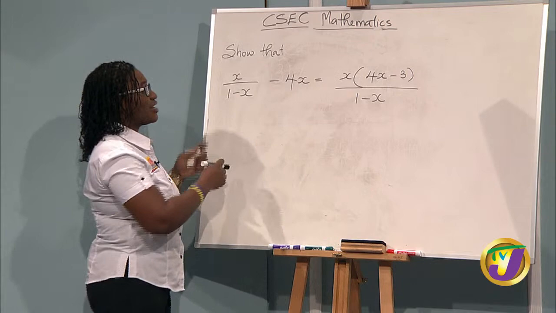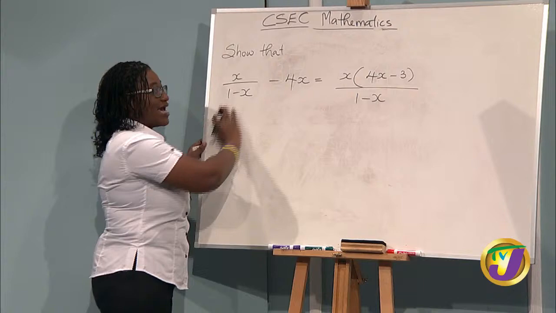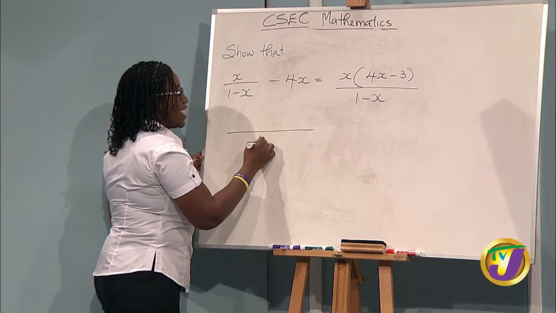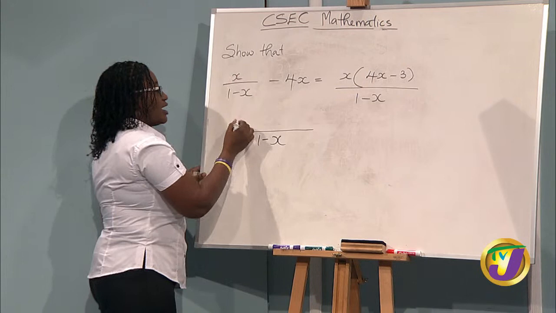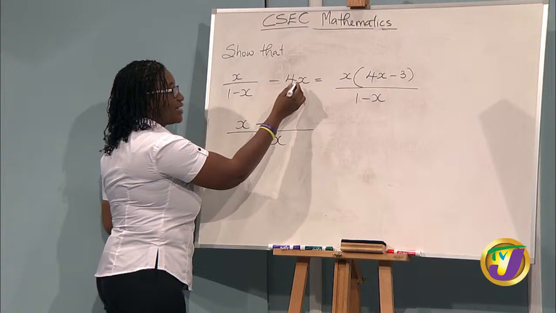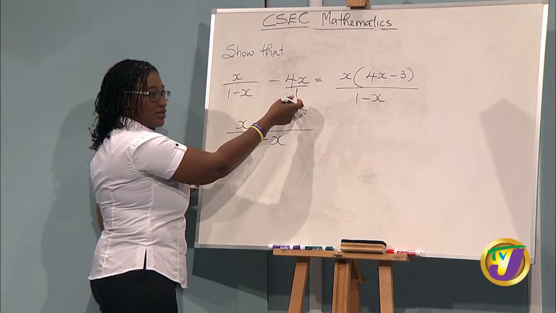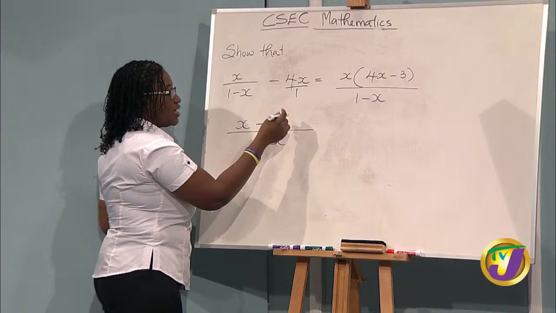Looking at this, the best thing to do here is to get this to become one expression. So we can quickly pick up our LCM, which is 1 subtract x. Now, 1 subtract x into itself is 1, and 1 multiplied by x is x. Now, I have this 4x, and you may be asking how to do the LCM. Remember that 4x is equivalent to the denominator being 1. Now, 1 into 1 subtract x is 1 subtract x.